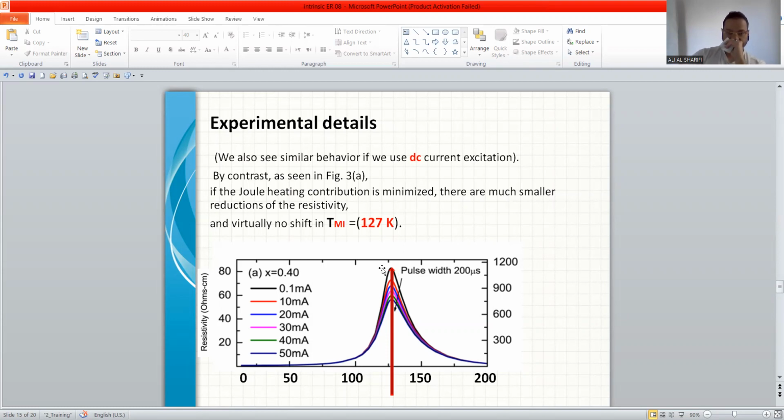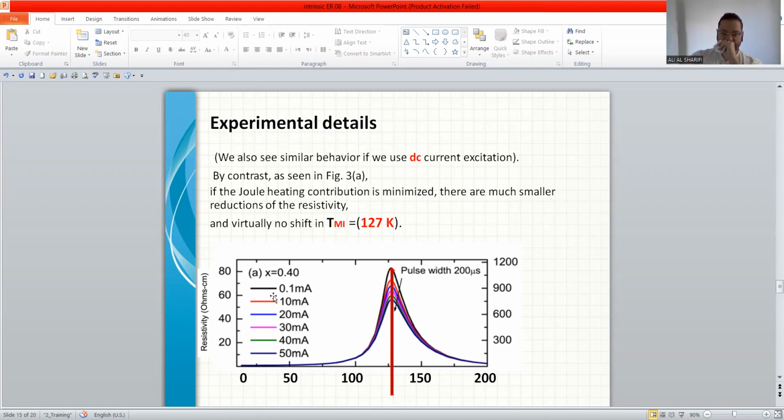Let's keep going. Like I said before, pulse with 200 microsecond. The first one, 1 milliampere. The red one, 10 milliampere, 20, 30, until 50. All of these share the same insulating material transition temperature, equal here to approximately 127 Kelvin.